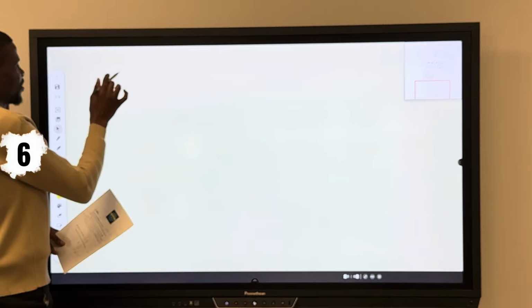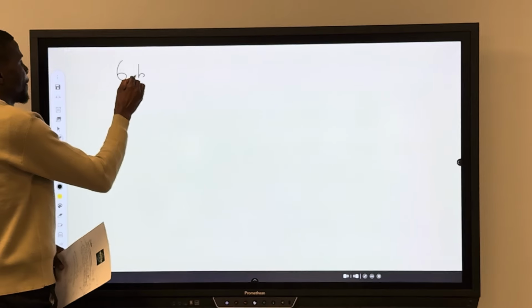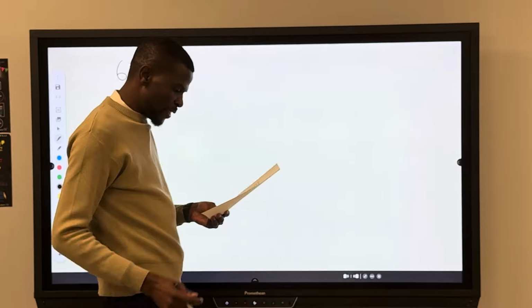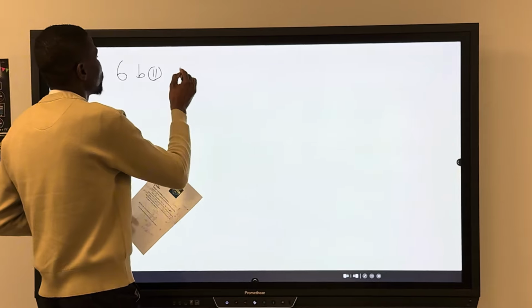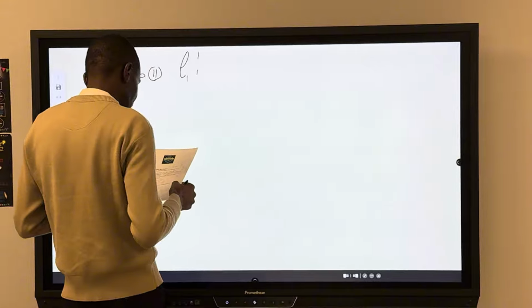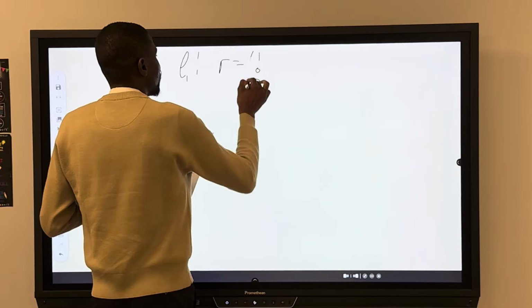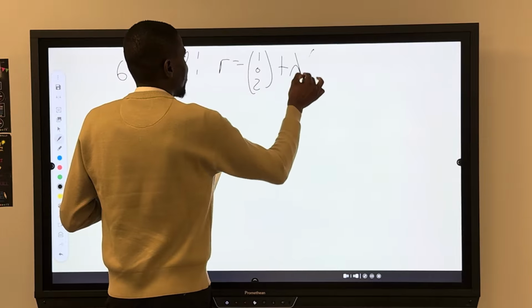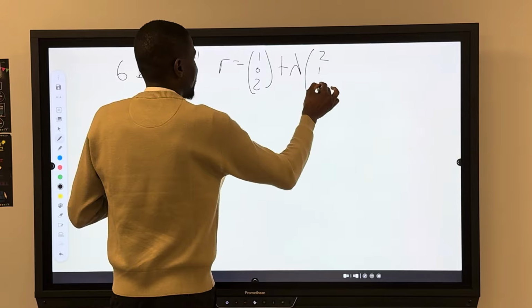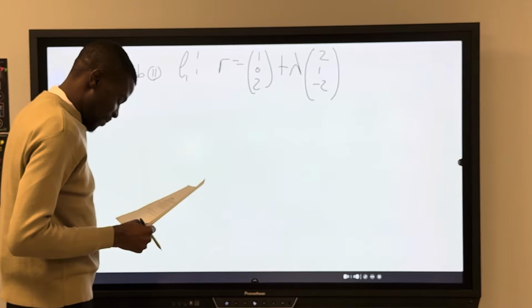So now 6b2. On 6b2, we need to find the coordinates of the point of intersection of the line L1. For L1, I used r equal to (1, 0, 2) plus lambda (2, 1, -2). So that's the one that I've used before.